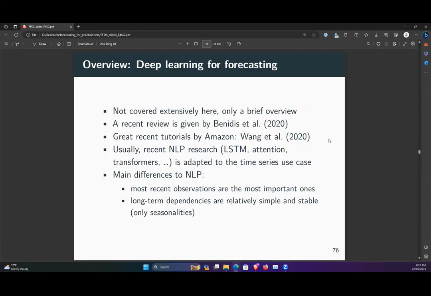There are a couple of good tutorials and materials on forecasting with deep learning methods, which we have listed here. If you're interested, you could check the references for them.